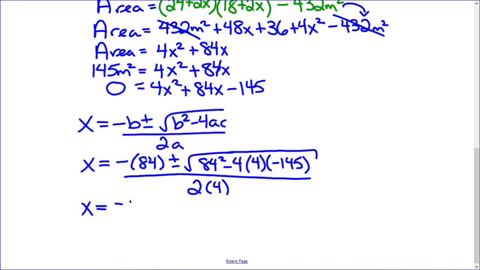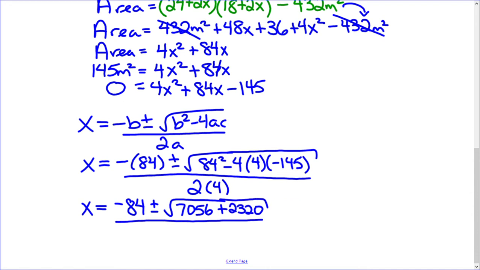That gives me negative 84 plus or minus the square root. And then if I do 84 squared, I get 7,056. And it looks like I'm going to be adding these together because I have a minus times a minus. So plus, and then I have 4 times 4 times 145, which gives me 2,320. That's all over 8.